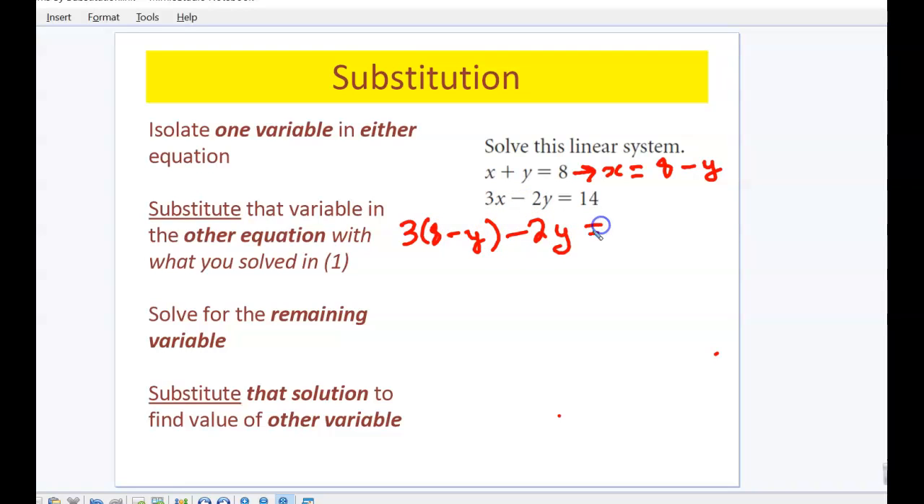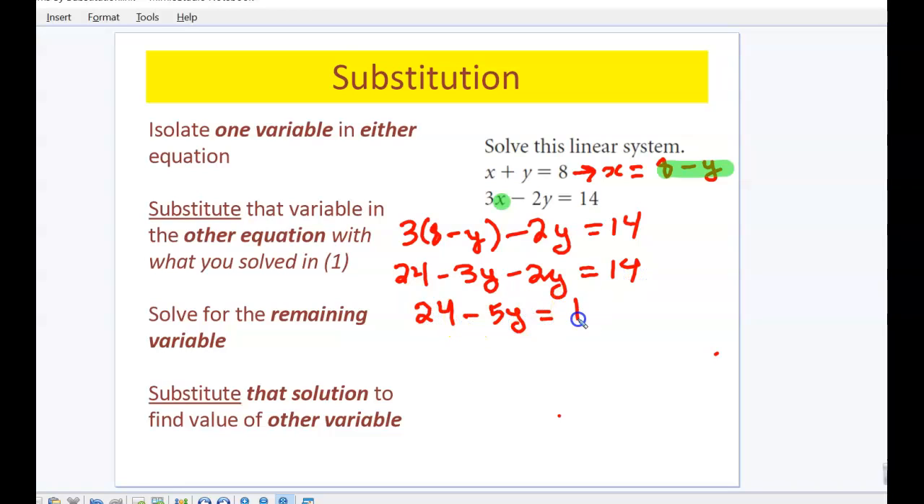Subtract 2y is equal to 14. So basically, wherever I had an x in my second equation, I put 8 minus y. So now my equation is down to one variable, and I can solve. So I'll distribute the 3. So I get 24 minus 5y is equal to 14. If I subtract 14 to the other side, I get negative 10. Dividing both sides by negative 5, and I get y being positive 2.